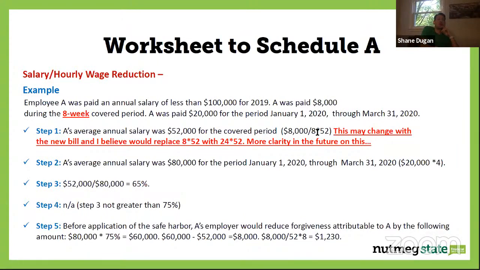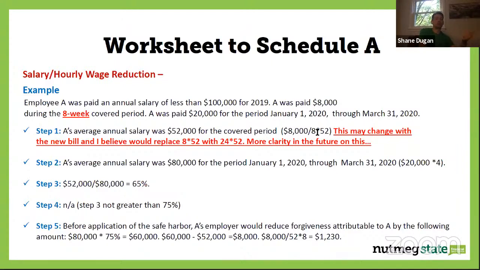Step 3 would be to take that overall annualized salary from 2019, right? That's where you got the 52,000. You divide by the annualized salary for the first quarter of 2020. So that 52,000 is annualized for 2019, the 80,000 is annualized using quarter 1 data for 2020, and you get that 65%. Again, if that is below 75%, you are potentially going to have that impact your forgiveness. If it's above 75%, then you are all good, and you do not have to worry about that.